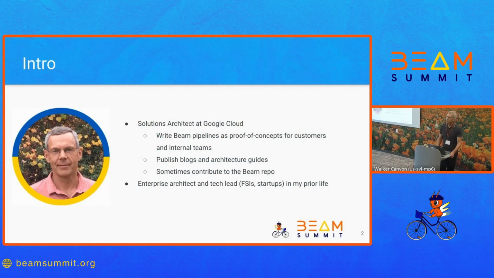So oftentimes I work with customers and I write proof of concept for them in Beam pipelines, and I do it sometimes for internal teams. Also, I do publish some blogs and architectural guides, and sometimes I contribute to the Beam repo. And this talk is actually about how a particular engagement with a customer turned out that I ended up developing a generic Beam transform that is used for ordered processing.